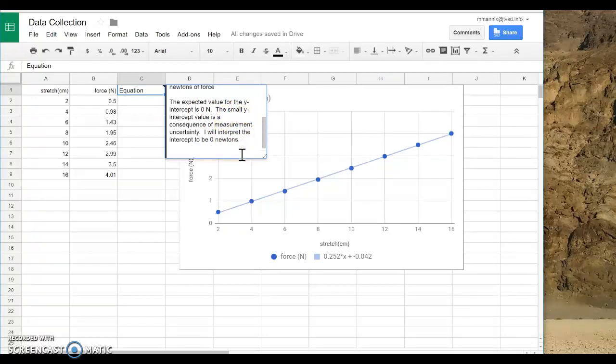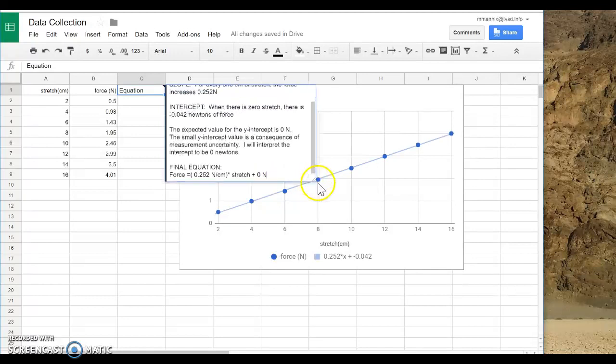And with that statement, I can write a final equation that looks like this. Force equals 0.252 newtons per centimeter, which is the slope. I want to get the units on there, and I didn't have that in the previous version. Times my stretch, which is the horizontal axis variable, and since I'm considering the intercept to be 0, I can leave it out, but I will type it in here just for completion. And I have this, and you can make that larger, and there is the total note now.